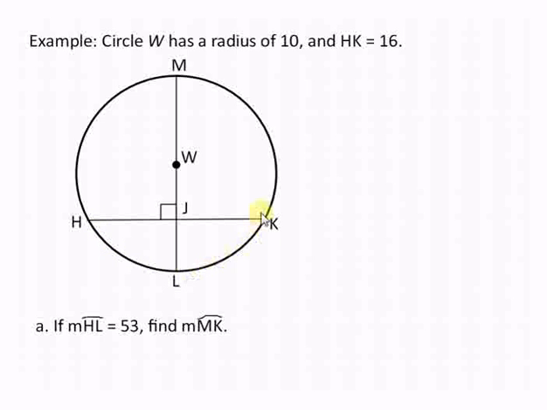Okay, I apologize that I can't write on this at this time. But if KL is 53, and they want to know MK, well, I know that ML is the diameter, so the measure of this semicircle is 180, and I'm going to subtract the 53 here. That leaves me with 127 degrees for this arc.